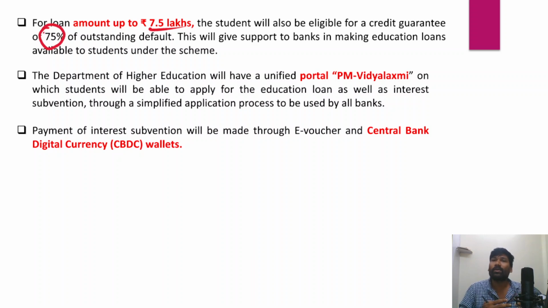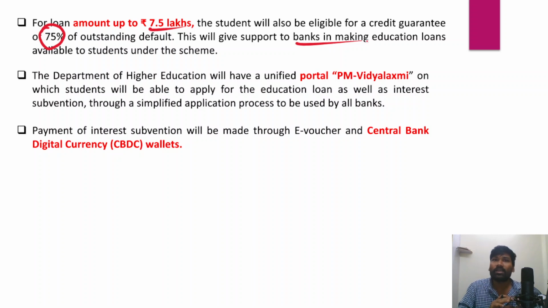Right, so the government will ensure the credit guarantee of 75% of the outstanding default, and this will ensure that the banks will provide educational loans to the students. Banks will be ready to provide educational loans when the government provides a credit guarantee of up to 75%.